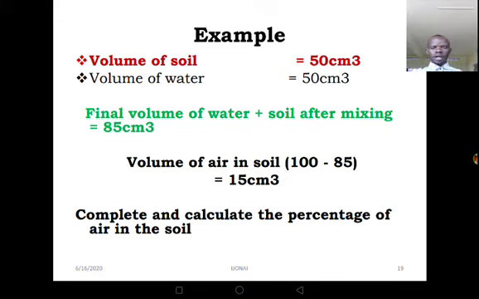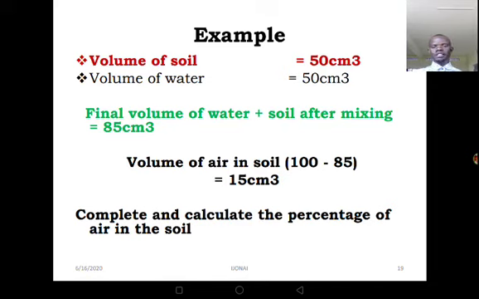But we realized that after mixing the water and the soil, and after stirring, the volume of the mixture reduced, because the expected volume was around 100 cubic centimeters. But after mixing, the volume of the mixture is 85 cubic centimeters. So what does it mean? It means that some part of the soil was taken up by the water. And which part is this? It is the air. The air which escaped out of the soil, that part which was occupied by the air, has been taken up by the water.